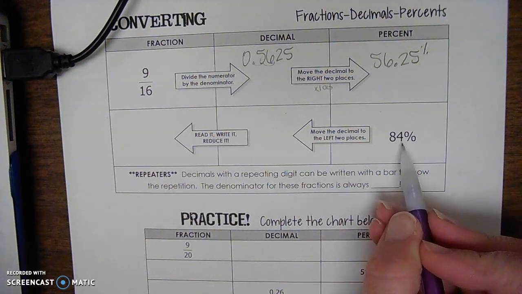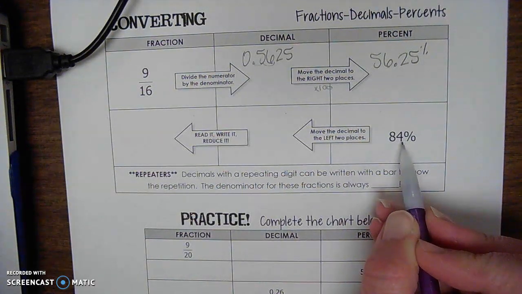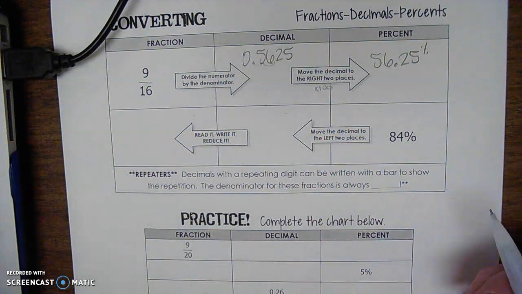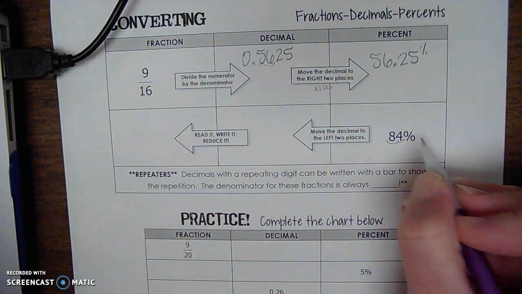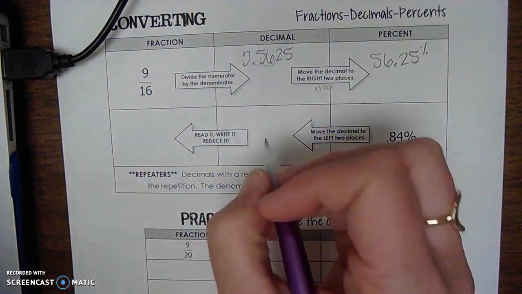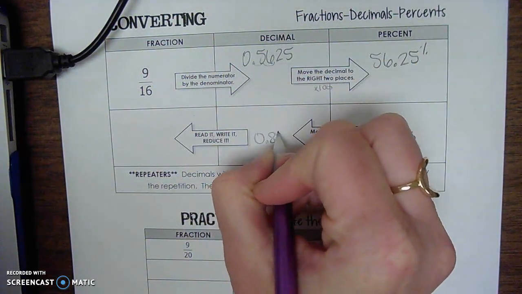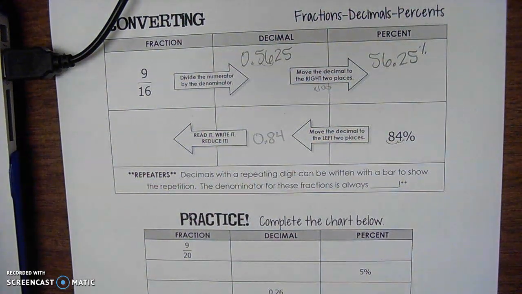Now we're going to go backwards. So we're going to start with 84% and move left. So we're going to move left 2 places. There's no decimal, so you need to realize the decimal's at the end of the number. So 0.84 is what you would have as your decimal.